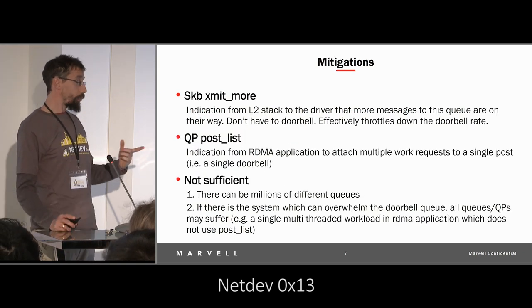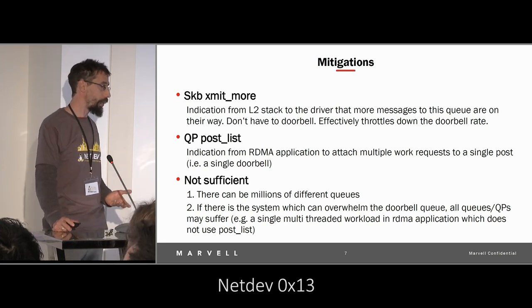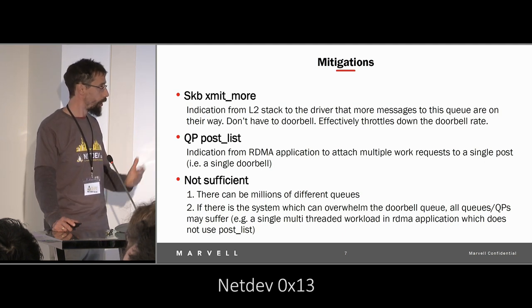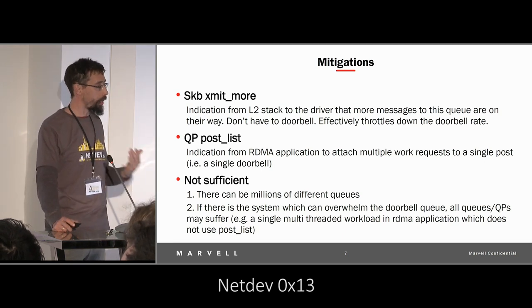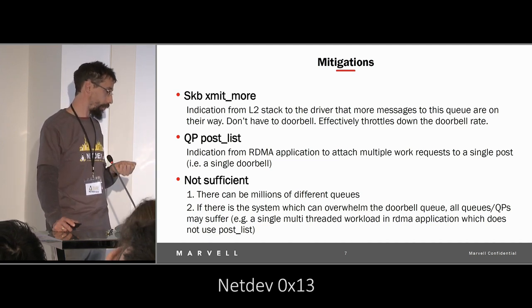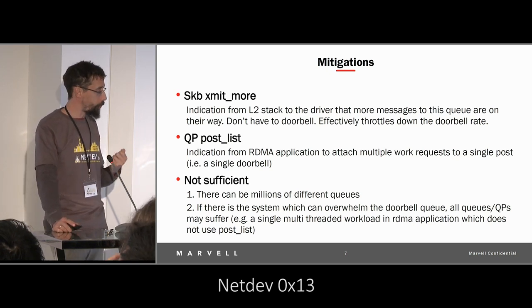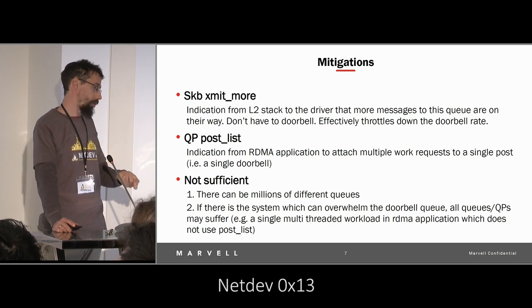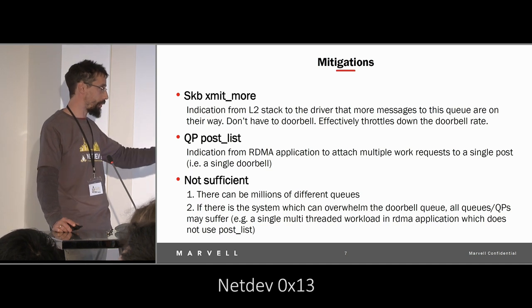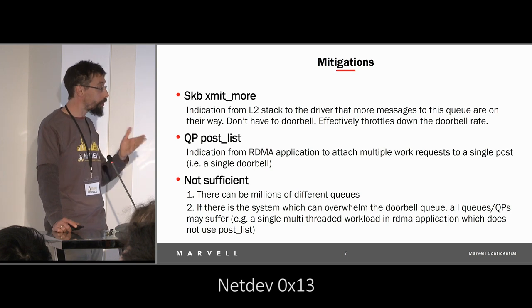So, going quickly through some mitigations that already exist. One of them is xmit_more and skb, which is a very useful feature that basically lets the driver know that there are more doorbells upcoming on this queue, so we don't have to send each one. If we are able to send the information that we wanted to send on the doorbell for this packet at a later doorbell, then we can just avoid sending it. Put the packet on the ring and not send the doorbell, throttling down the amount of doorbells that we're going to send due to this queue.